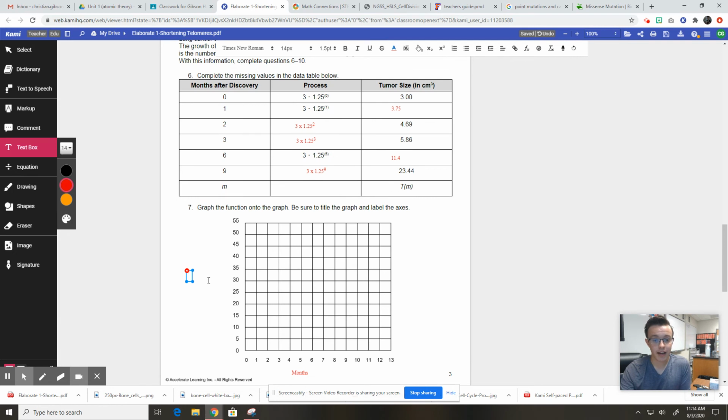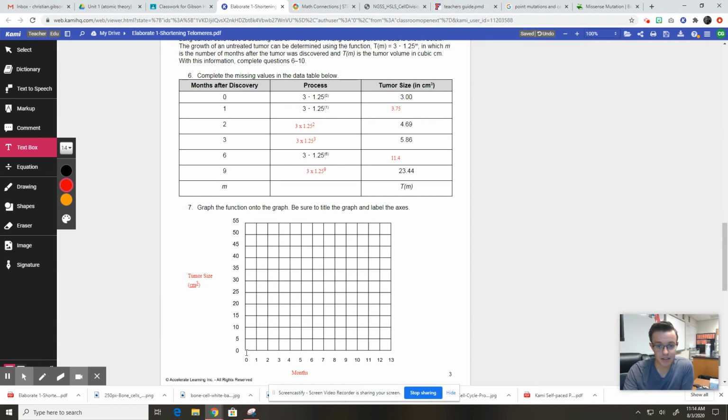And over here on the y-axis, this is going to be our tumor size. And it's important to put units too, because if you say, oh, the tumor is 45, I don't know what you're talking about. So we need to know that it's talking about centimeters cubed, because that is a unit of volume that tells us how big something is. All right, so centimeters cubed. I'm going to be looking for that when you guys submit these.